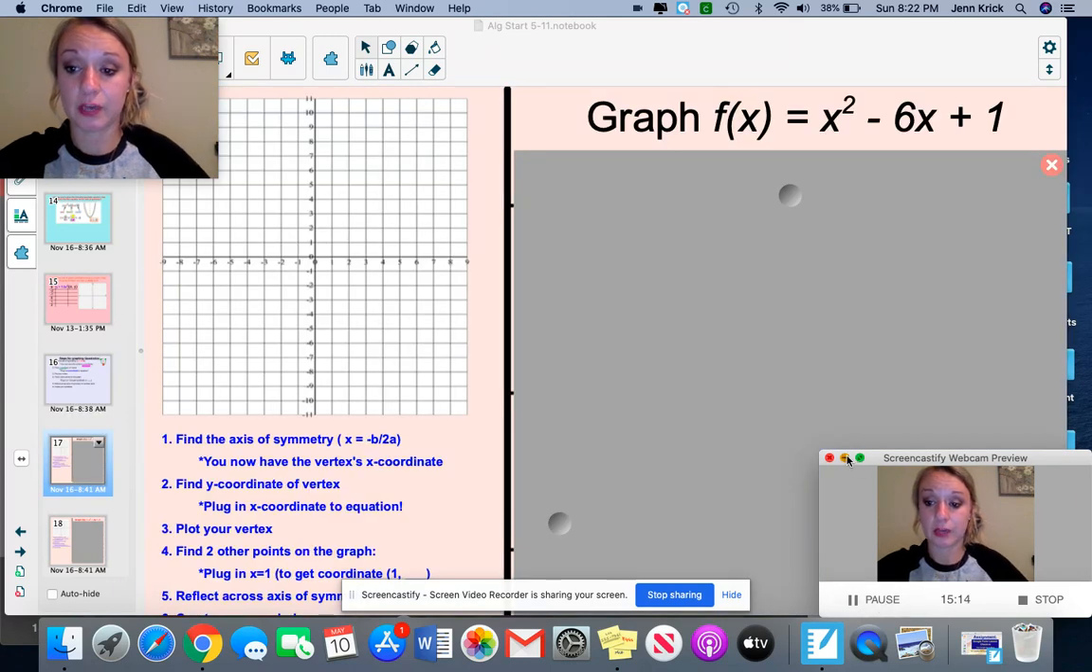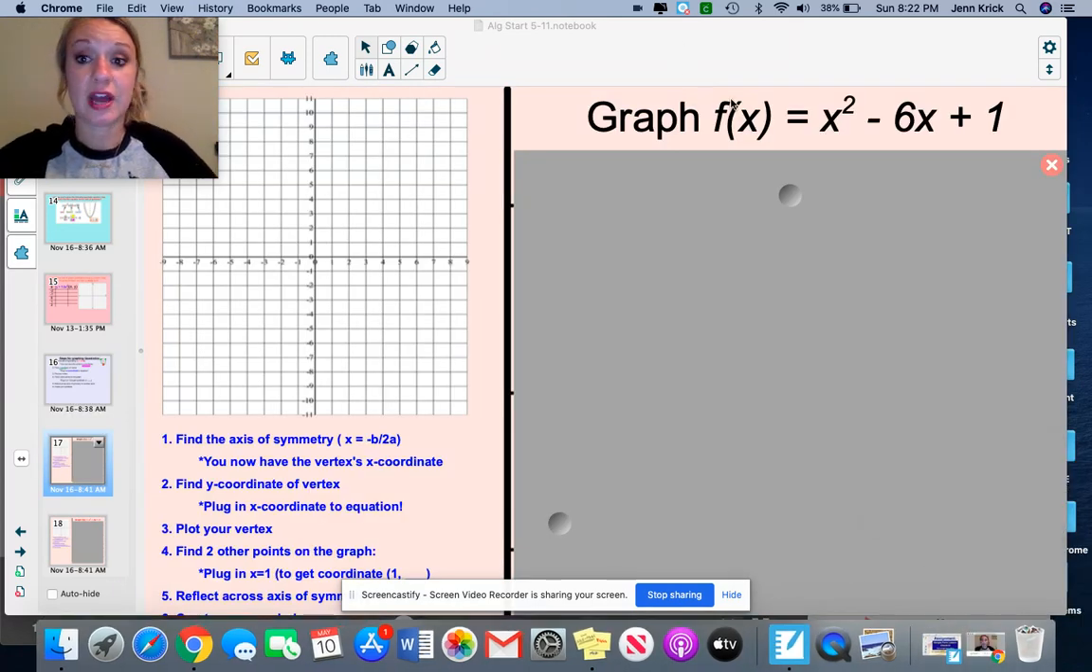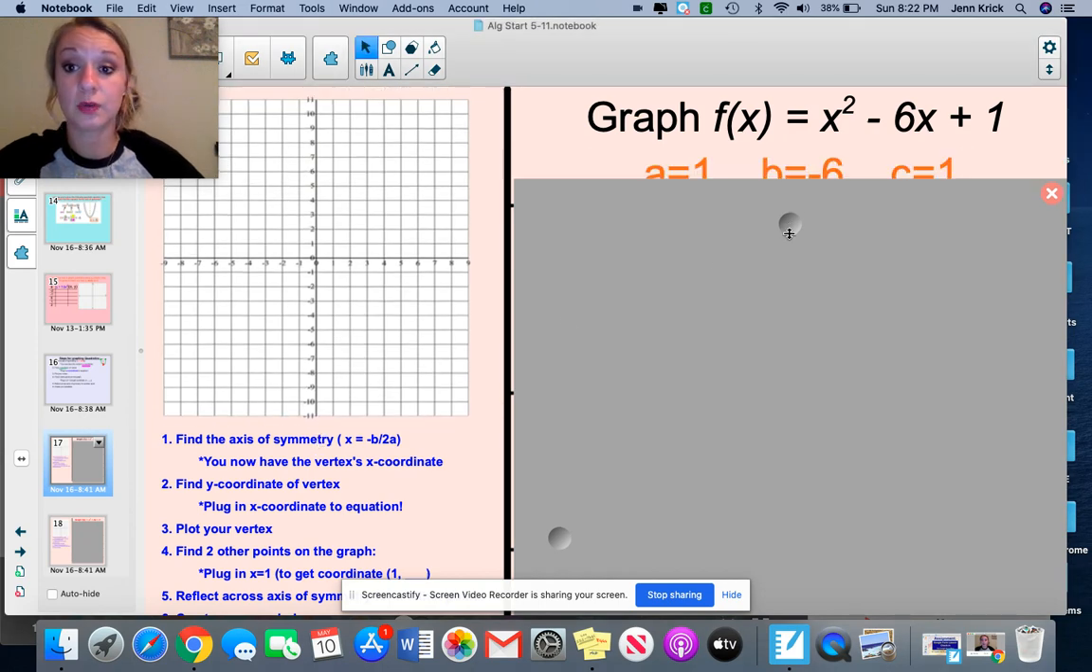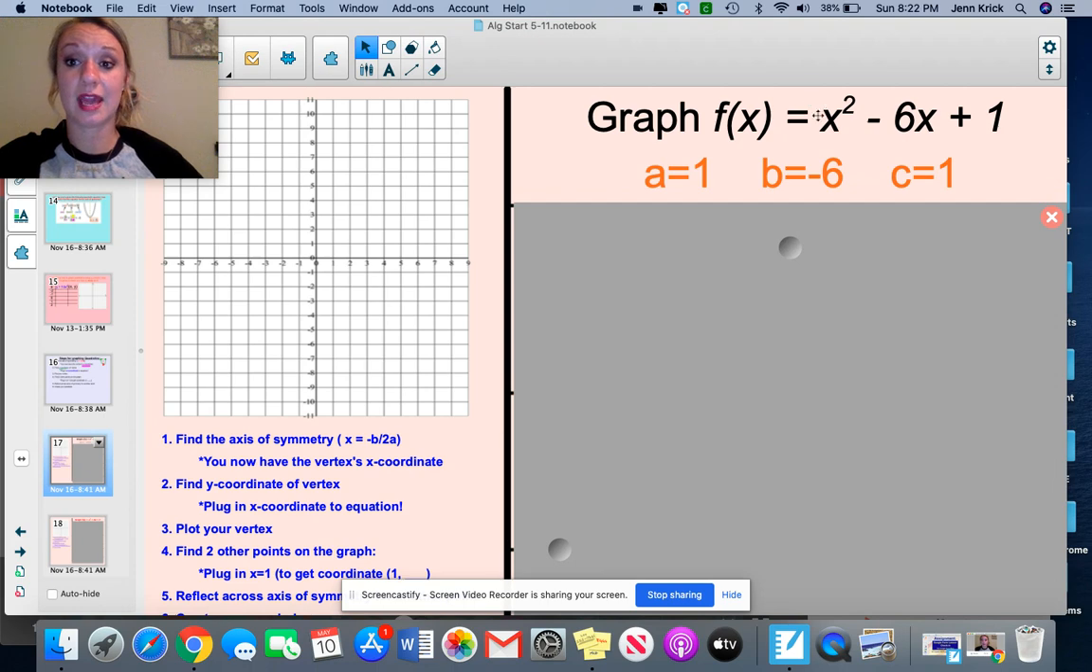All right, here we go. So if I asked you to graph f of x equals x squared minus 6x plus 1, let's do this together. And notice I have the steps down here for you if you needed to reference them again, okay? So step 1, we need to say, all right, a is equal to 1, b is equal to negative 6, c equals 1. I want you guys to do that every single time.